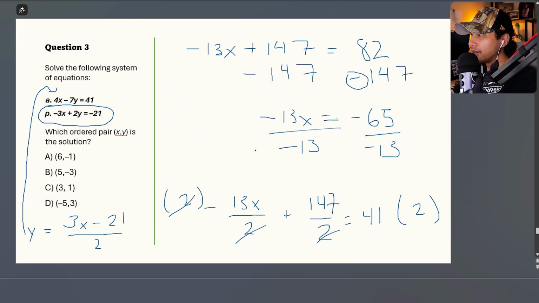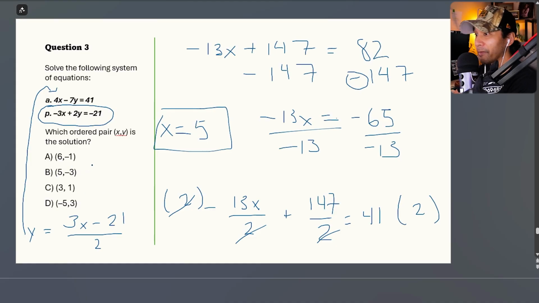Okay, so then we get x equaling positive 5. All right, and look at that. We got x equals 5, where if you're confident on your math, look at this. There's only one ordered pair with positive 5, and that's B. Okay, we don't know yet though. But if we're really confident on our math, we'll choose B and just go on.